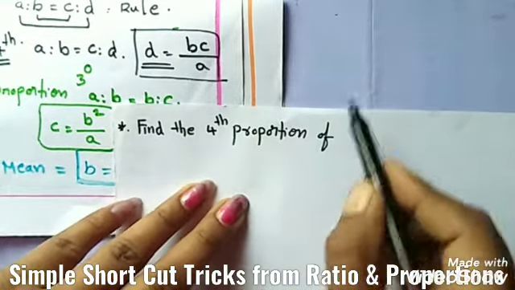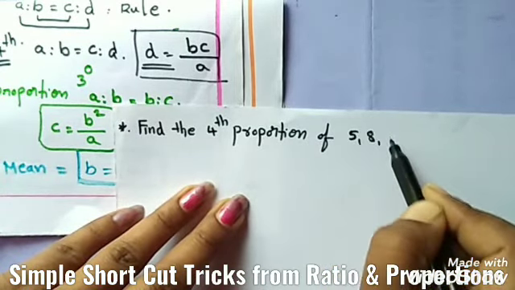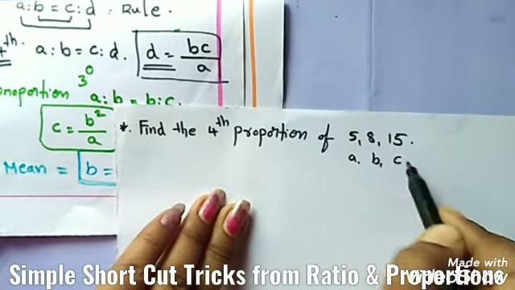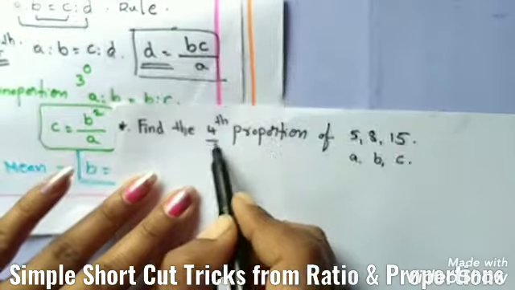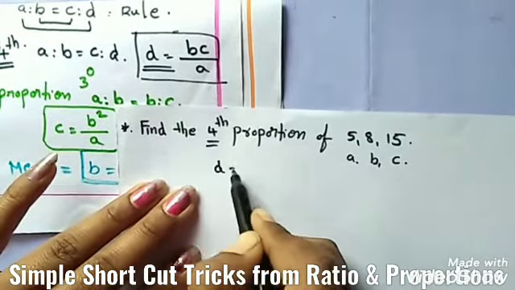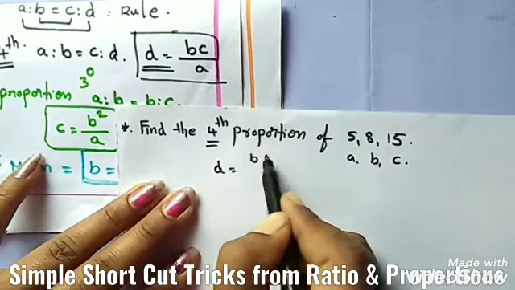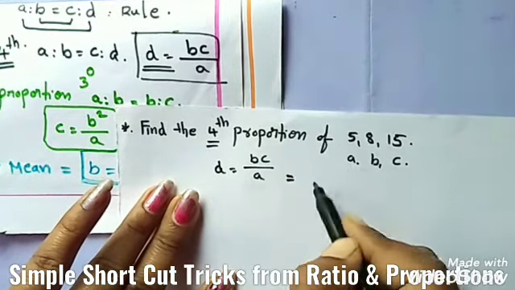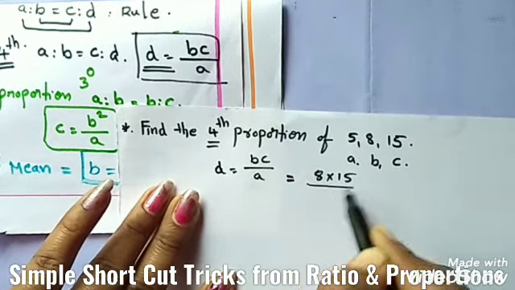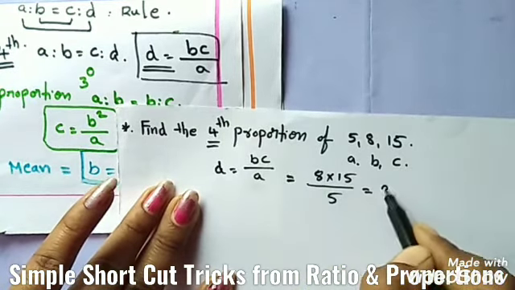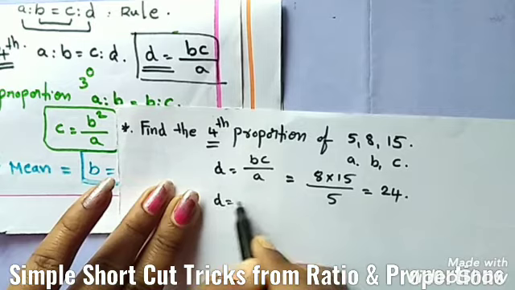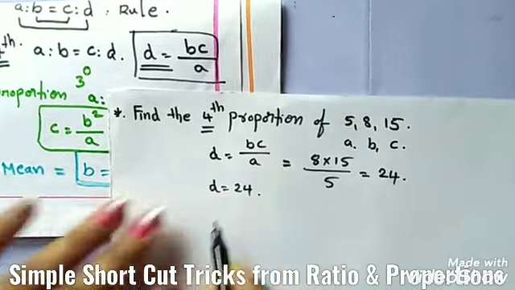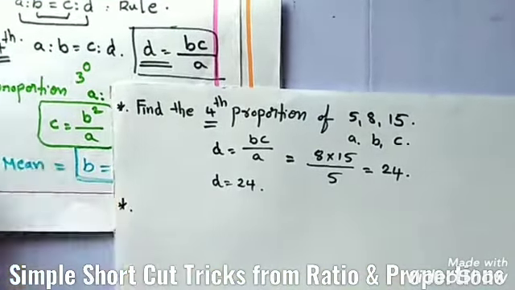Find the fourth proportion of the numbers 5, 8 and 15. Here you can say that these should be A, B and C. Here you have to find out the fourth proportion, nothing but D. Here is the formula, D is equal to BC by A. If you substitute these values in this formula, you should get 8 into 15 by 5. Here is the number 24. So D is equal to 24 here. That 24 is the fourth proportion. Okay, right.